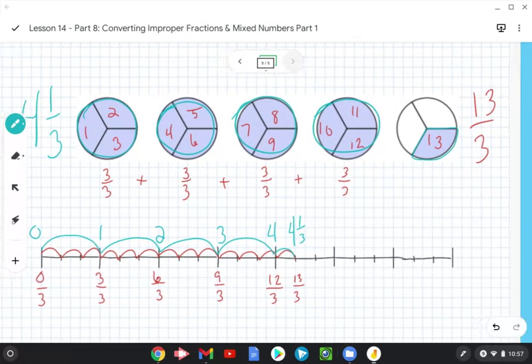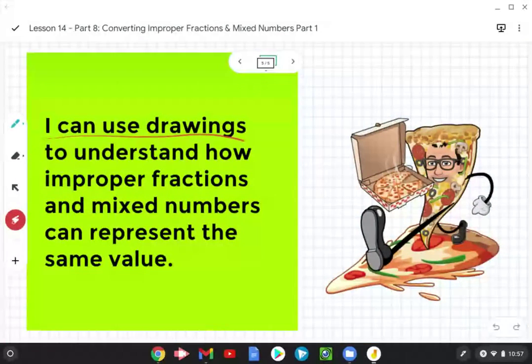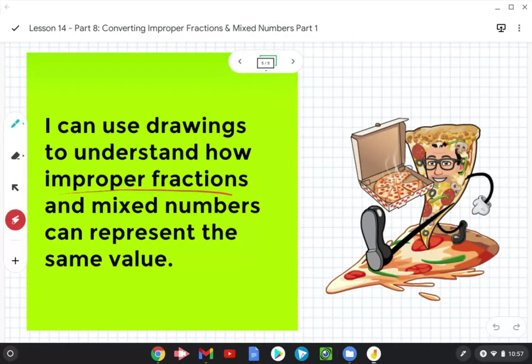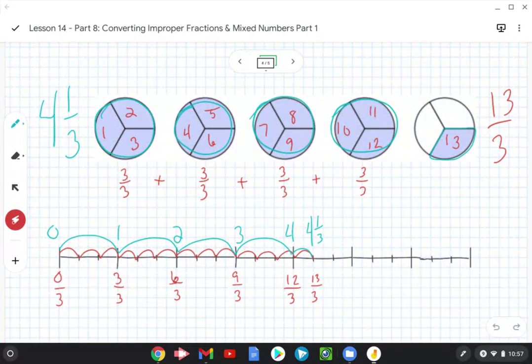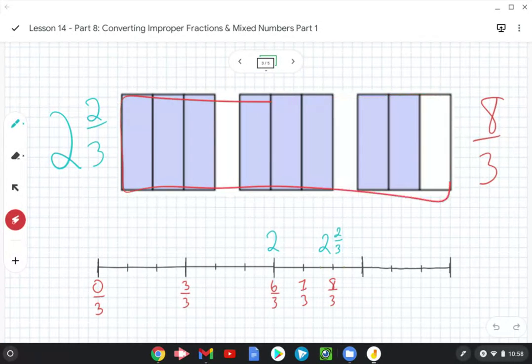All right, so today's learning target was I can use drawings to understand how improper fractions and mixed numbers can represent the same value. And we've done just that. We can see that any one given drawing can be named as a mixed number and an improper fraction. You are going to do this very work. You're not going to do the number line work. That was just for learning. But you are going to get a series of drawings that look very much like the drawings we've encountered today in this lesson. And you're going to name each drawing both as a mixed number and an improper fraction.